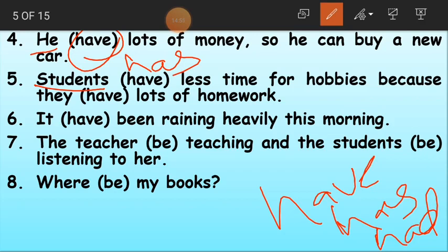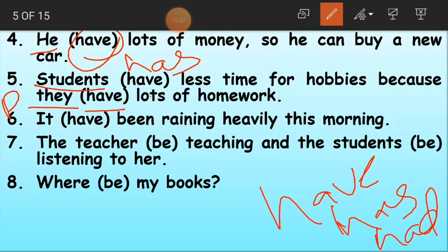Present tense. Okay, children, so students have less time. Because students is plural, have is the right verb there. No change. Students have less time for hobbies because again plural here. Again have is the correct form of the verb because they have lots of homework. So in this sentence there is no change. This is the perfect sentence. Okay children. Now we'll go to the sixth sentence.